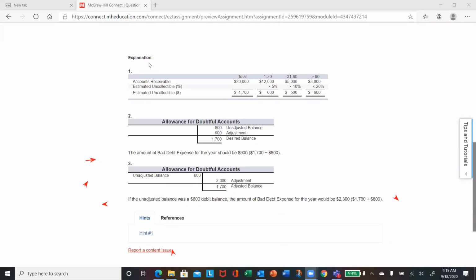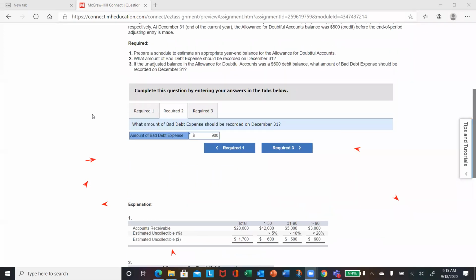So what you do is, remember, we want 1,700 to be the ending balance. And so if we have 800, we have to add another 900 into the allowance account to get to that 1,700. So 900 would be your adjustment. That would be your bad debts expense on part 2. So that's what you'd write in there for bad debts expense.